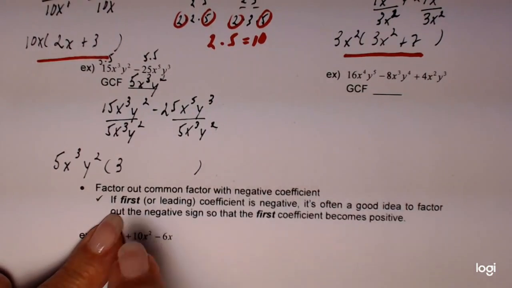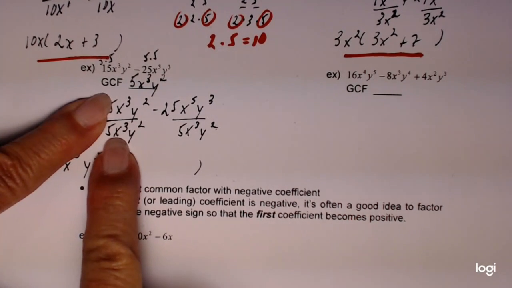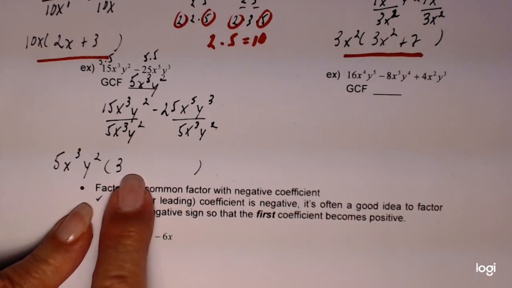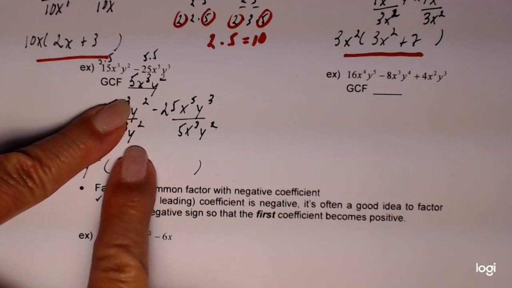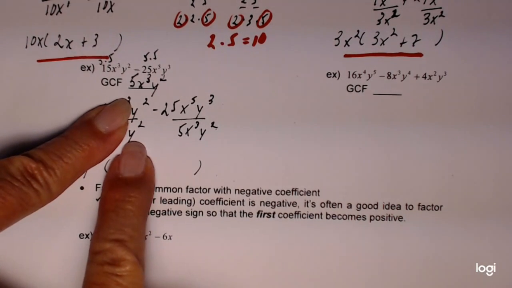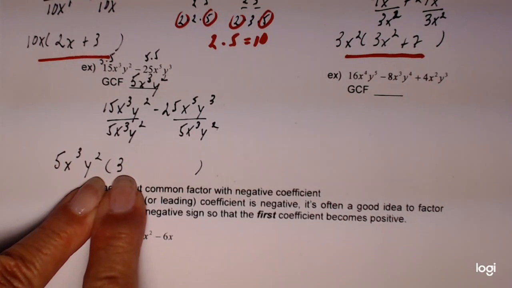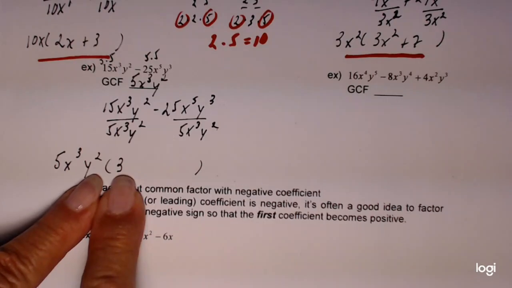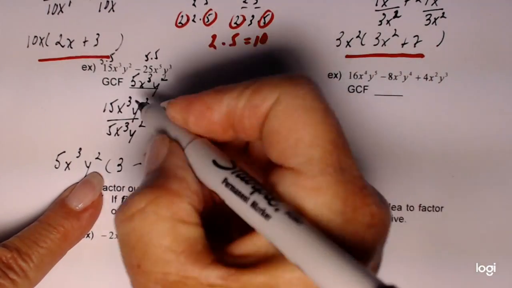Now let's take a look at the x's. X cubed divided by x cubed is just 1. There's no more x's. So there's no x in this term here. Now, y squared divided by y squared, that also is 1. So in this first term, in the parentheses, we do not have any more variables because with the division, they were eliminated.